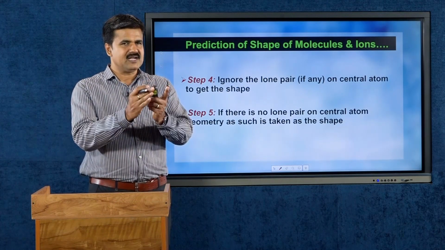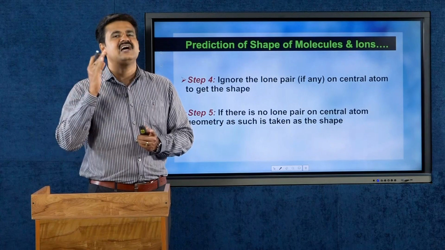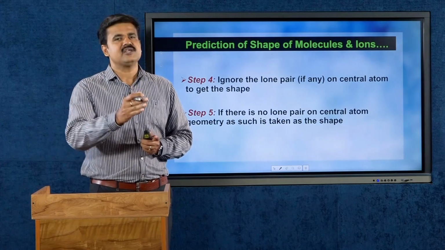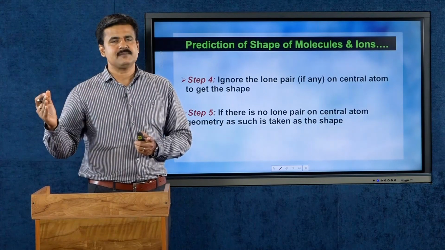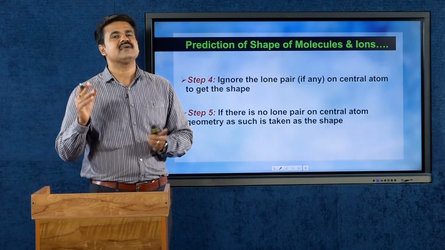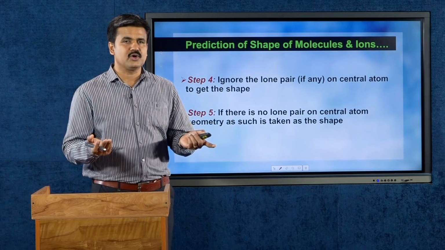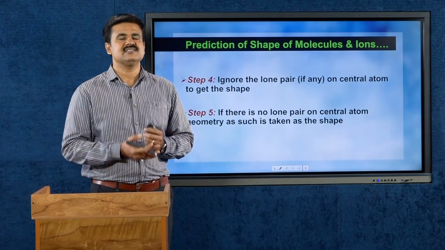From the molecular formula, you have to determine the hybridization. From hybridization, you have to determine the geometry. From geometry, you can arrive at the shape by ignoring the lone pair, if any present. If there is no lone pair, the geometry will be the same as the shape.